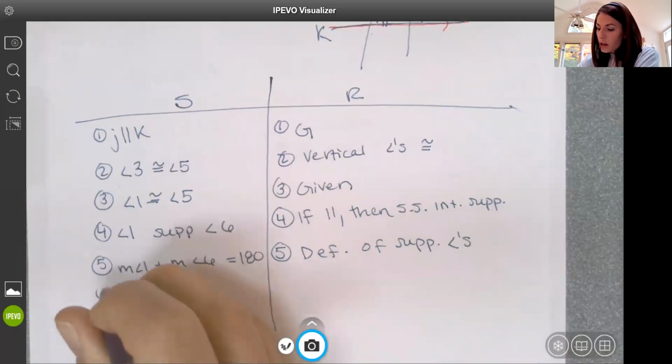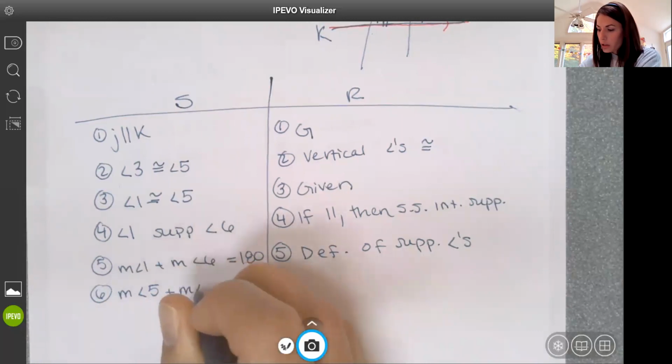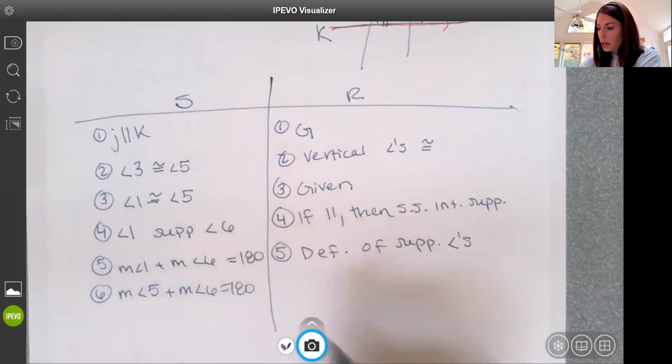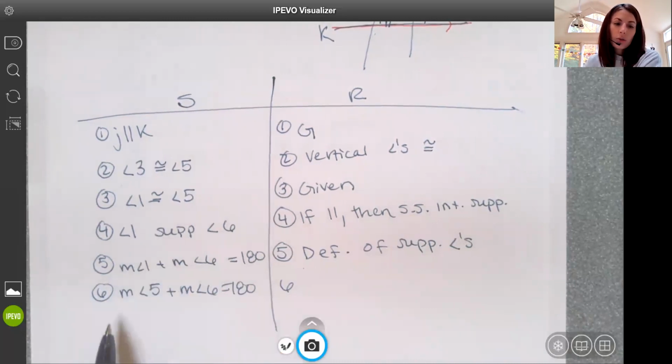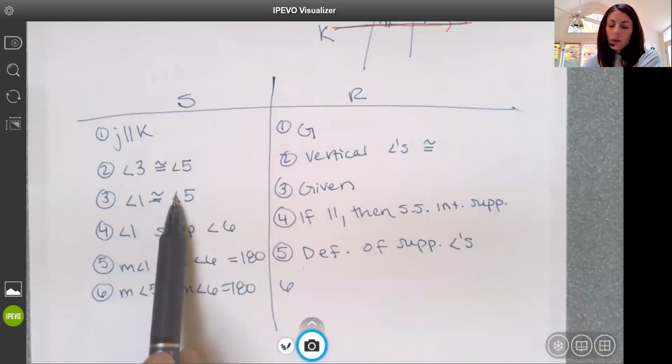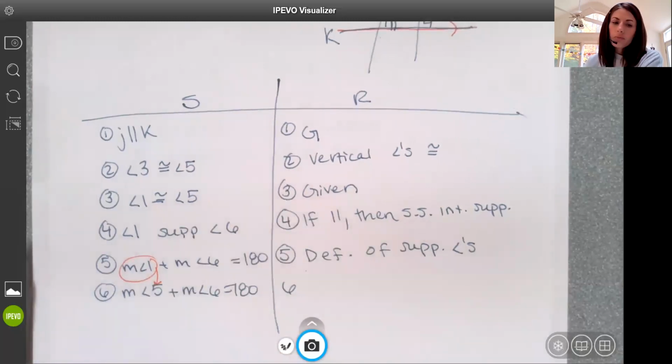So then the next step, they filled in this. They said, well, then the measure of angle 5 plus the measure of angle 6 equals 180. So what did we do there? Looking back at steps, we knew that 1 and 5 were congruent. So all we're doing is what?